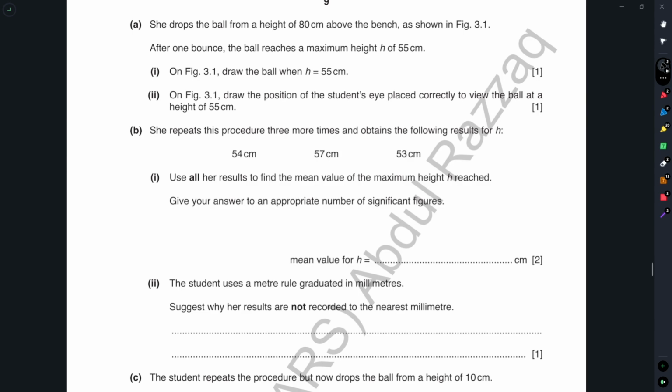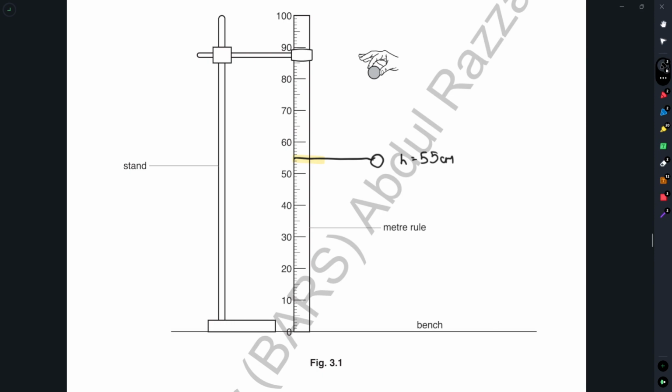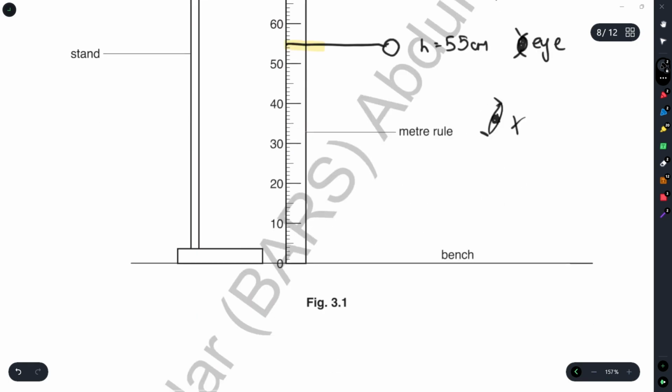Draw the position of the student's eye placed correctly to view the ball at a height of 55. Now, to not have a parallax error, it's going to be exactly perpendicular. So you place the eye here, okay. So this right here is going to be the eye. It's not going to be over here. Wrong. It's going to be exactly perpendicular to avoid a parallax error. That is important, beta. Okay.